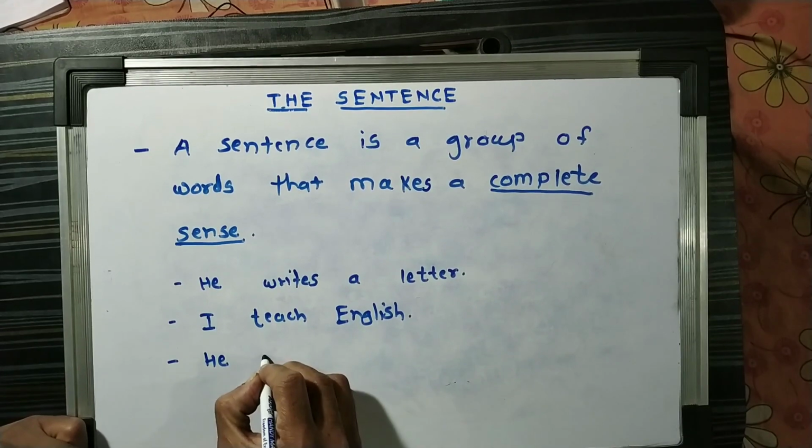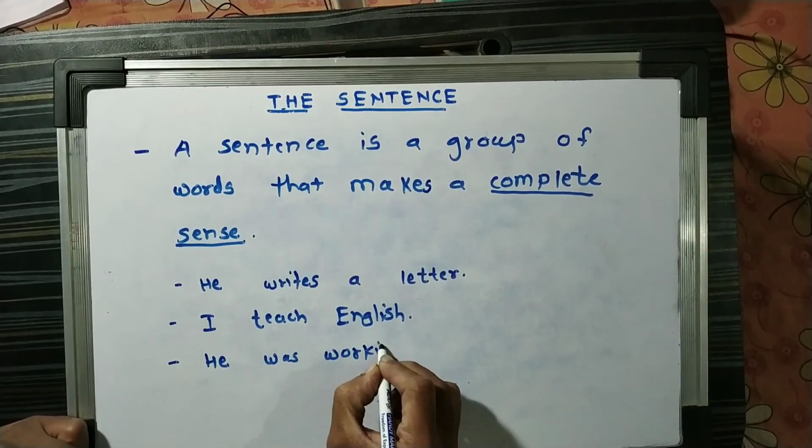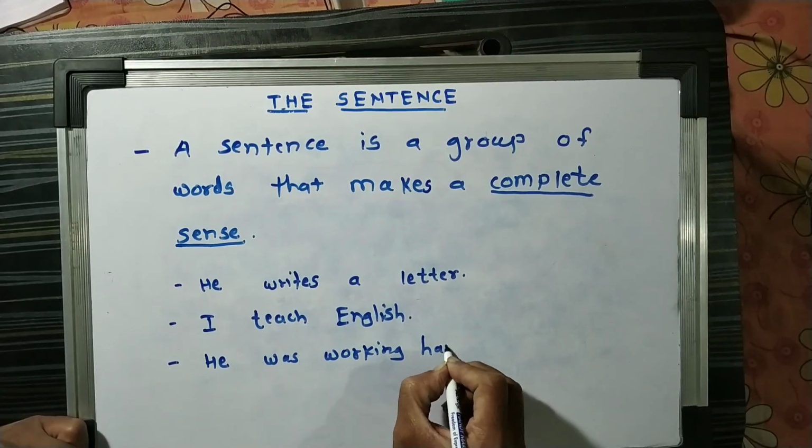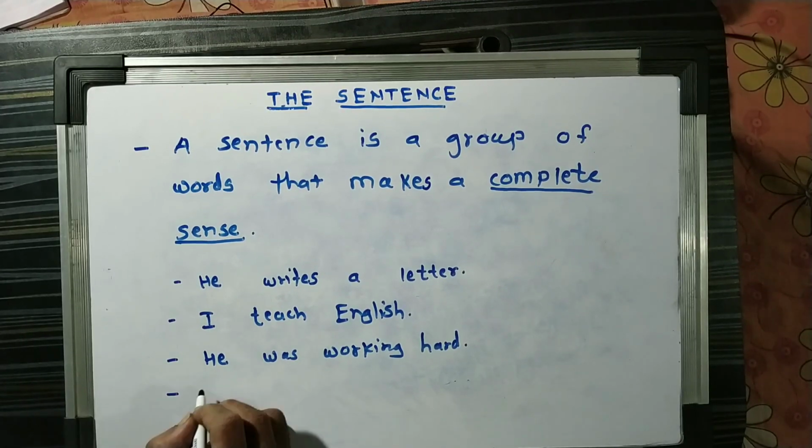We will take one more example. He was working hard. Let's read this group of words once again. He was working hard. Now in this group of words, we are able to get a complete sense. It means we are able to get complete meaning out of this, and therefore this group of words also can be called a sentence.